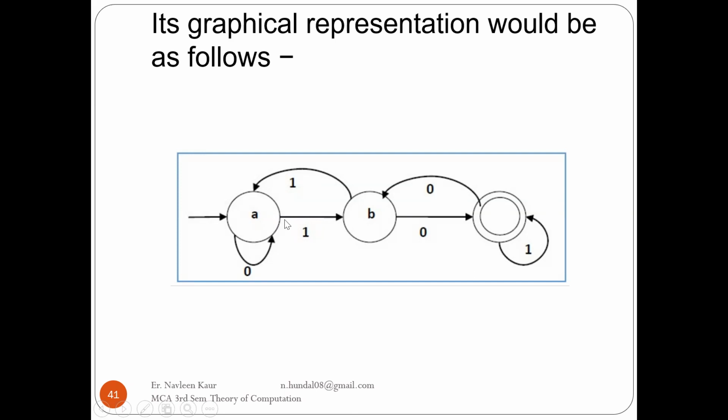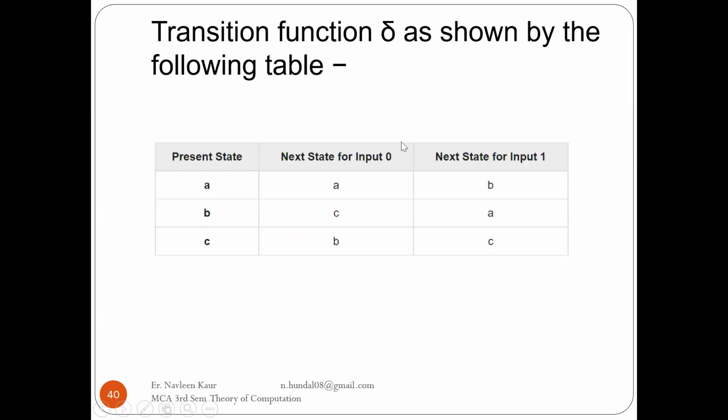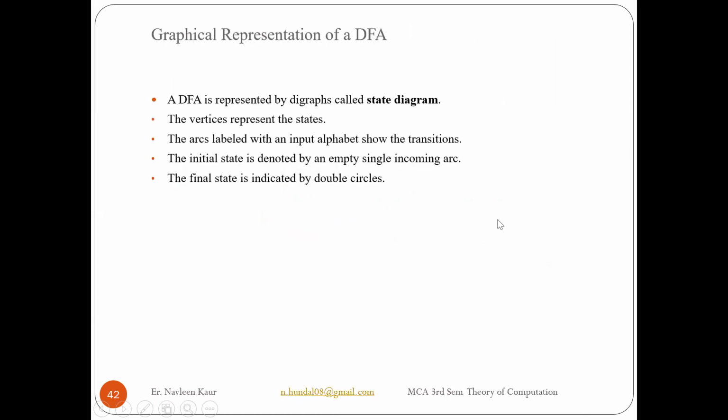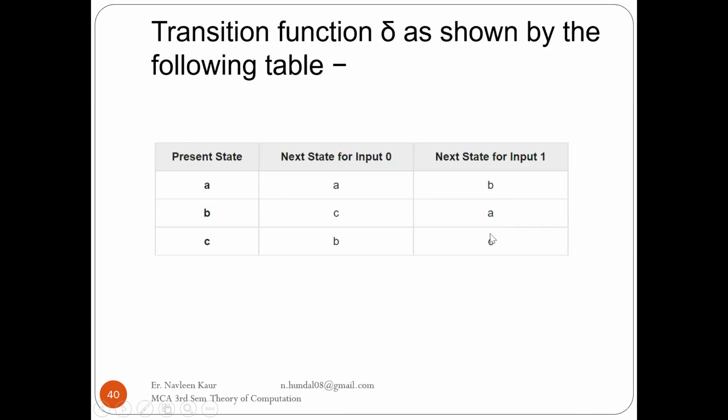Now my B is also covered. Let's talk about C. If C has 0, it is going to B. But if C has 1, it is again going to C. Can you see? C, 1, it is again coming back to C.